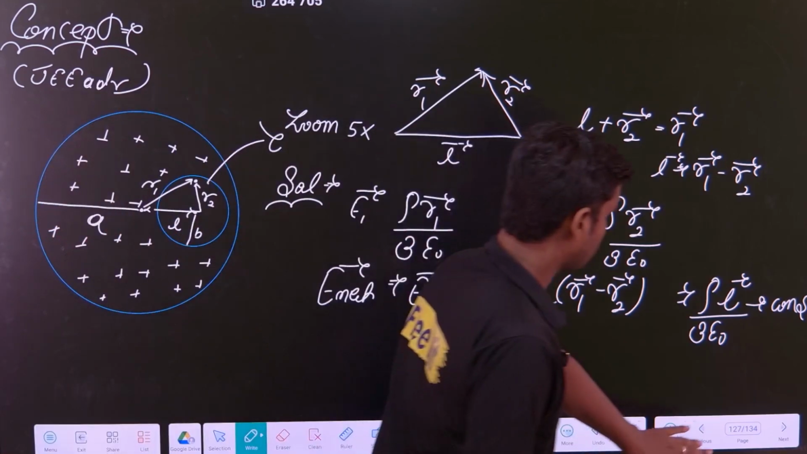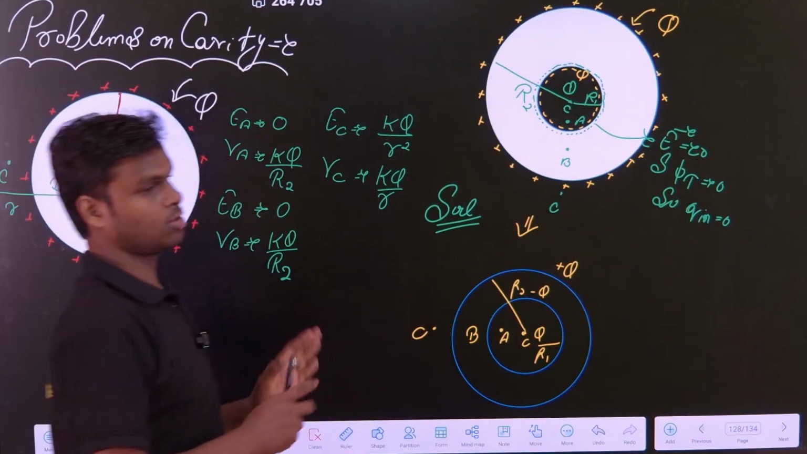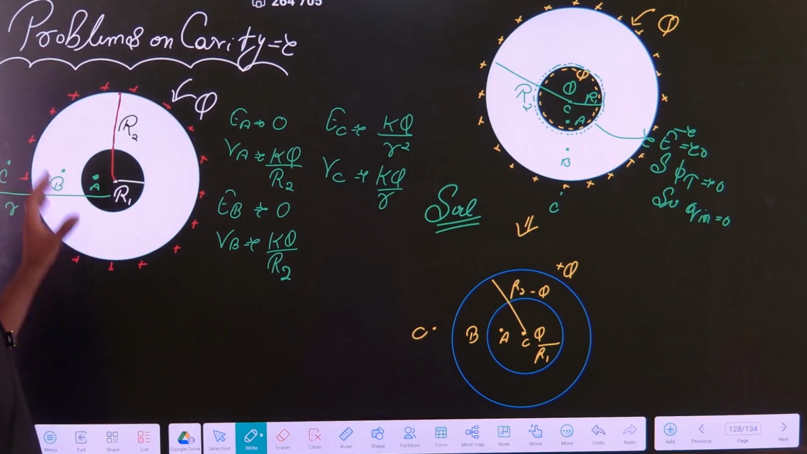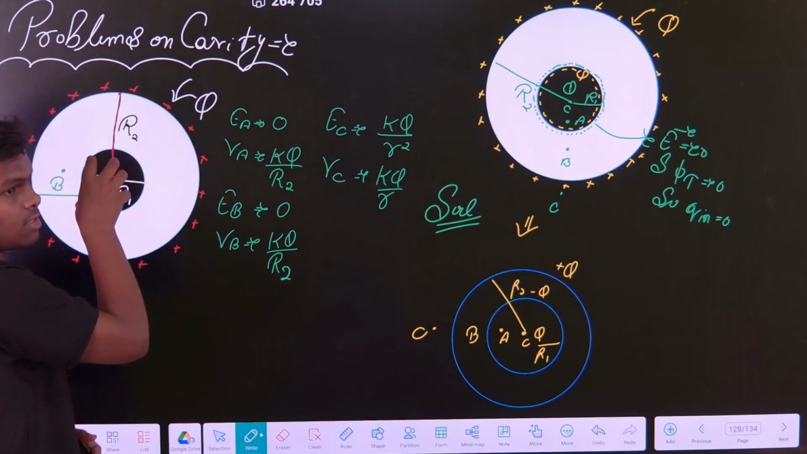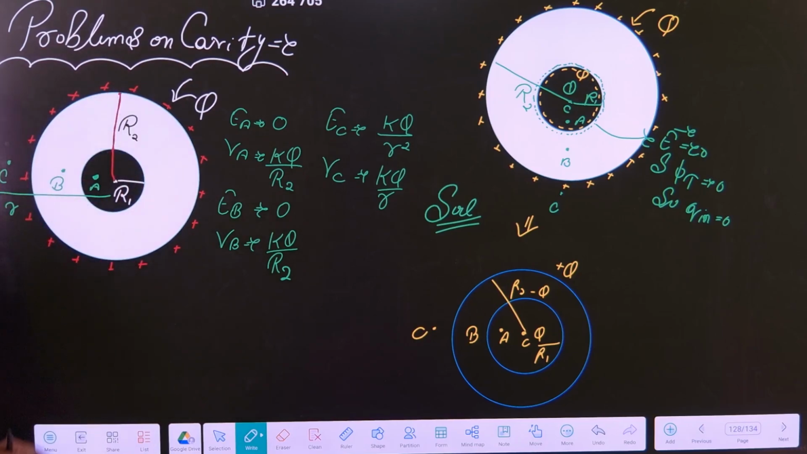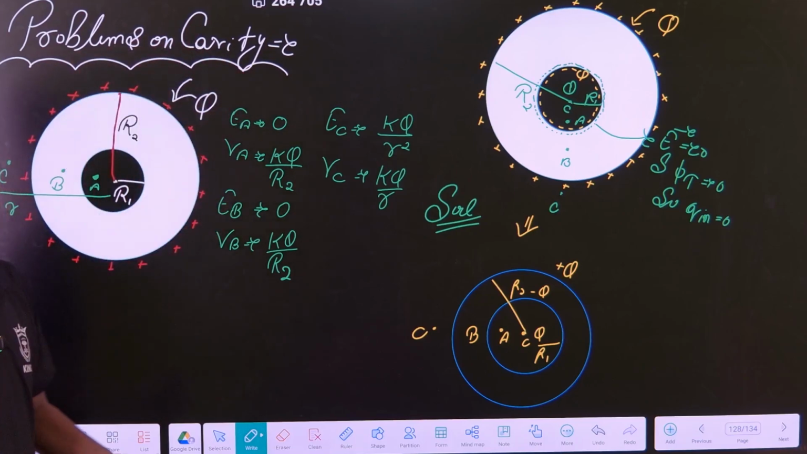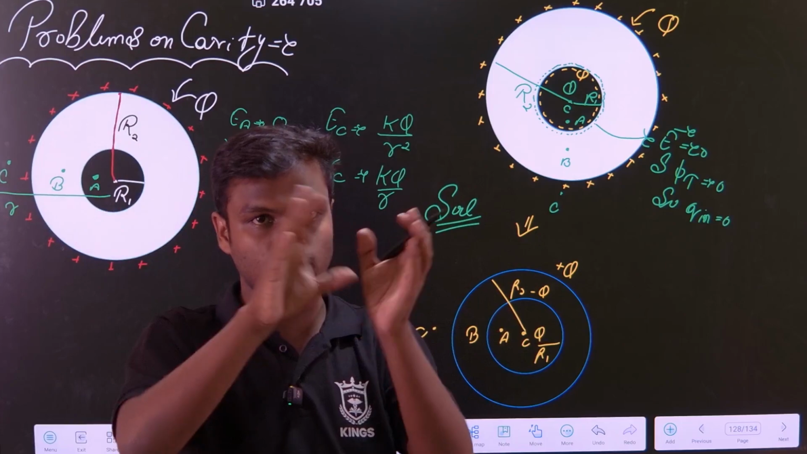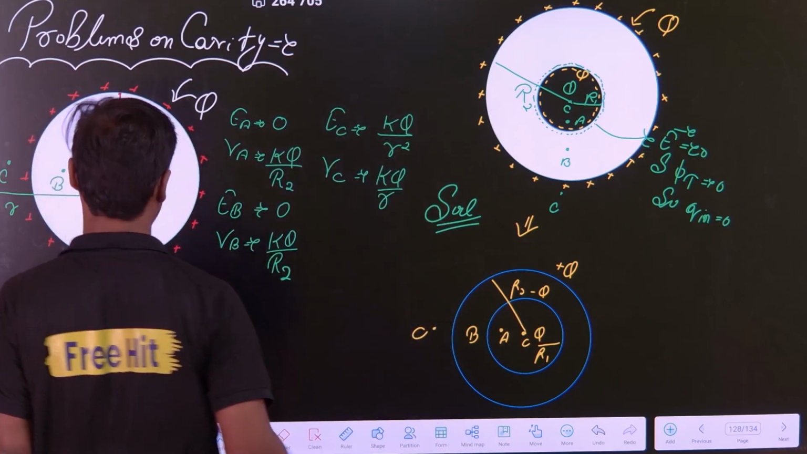Now the next concept we are moving toward is the problem on cavities. So what is the thing here? Suppose I have a conductor, and I am giving a cavity inside this conductor, and this radius is R1, this radius is R2. Basically, first I gave a charge Q on this surface. So obviously we have seen the concept that this charge is going to be distributed uniformly over the outer surface. There will be no charge present inside, and we have seen that also.